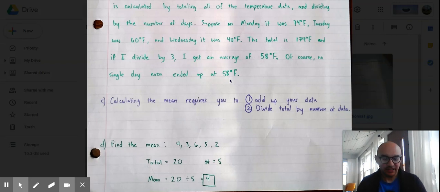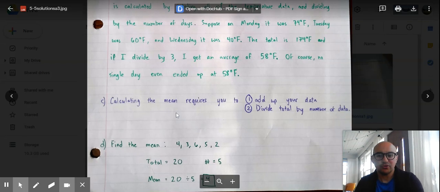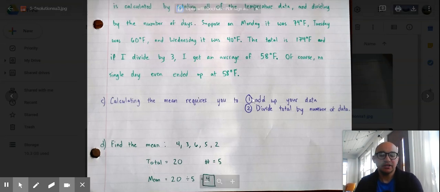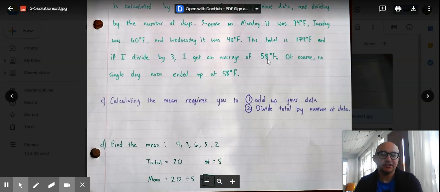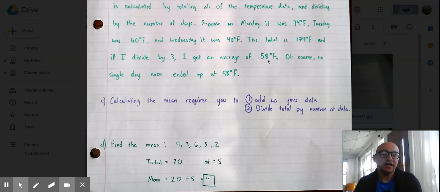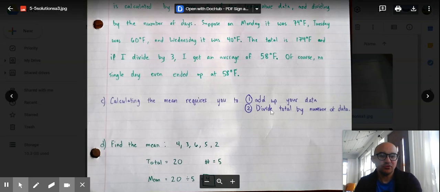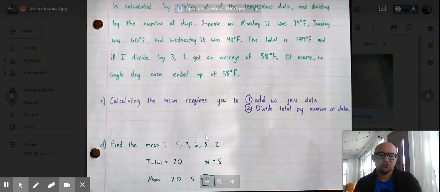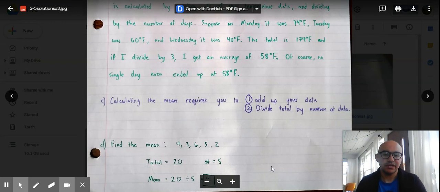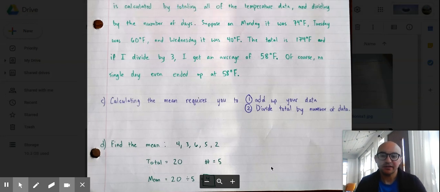Part C just asks you to list the steps, explain the steps to calculate the mean. Pretty straightforward. I just did a 1, 2 here. There are 2 steps. We add up your data so you get a total number, just like I did up here for my temperatures. Then I divide the total by the number of data. And the quotient that I get in this case was 58. We just add up your total, divide by the number of pieces, and there's your mean. Pretty straightforward calculation, and you'll be using mean a great deal in your later coursework in science and math.